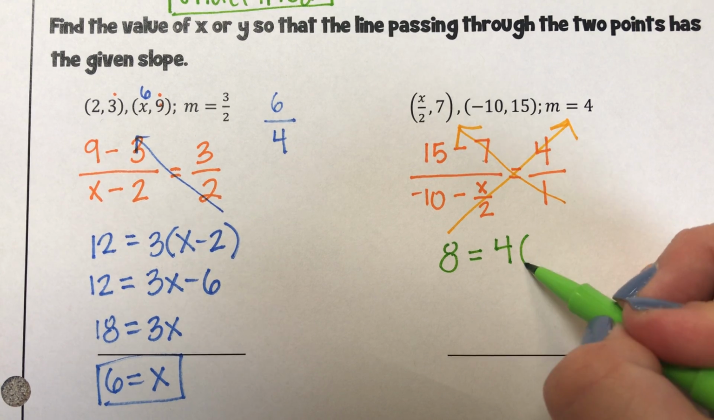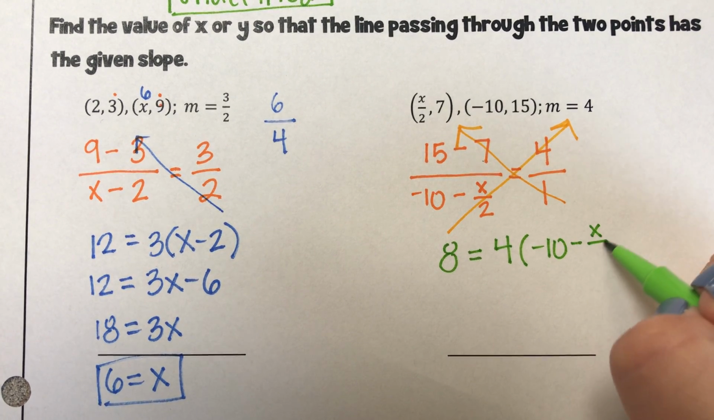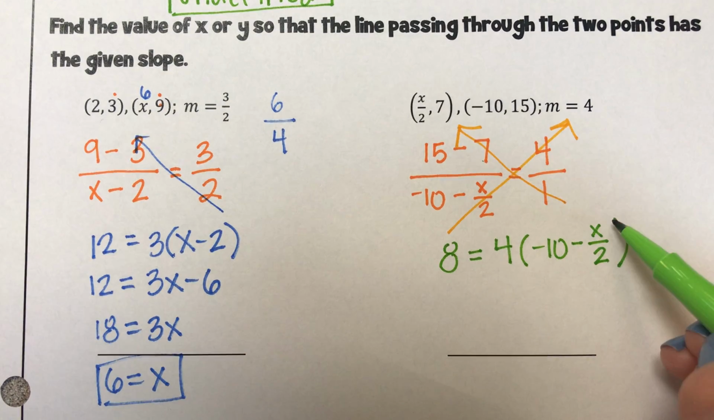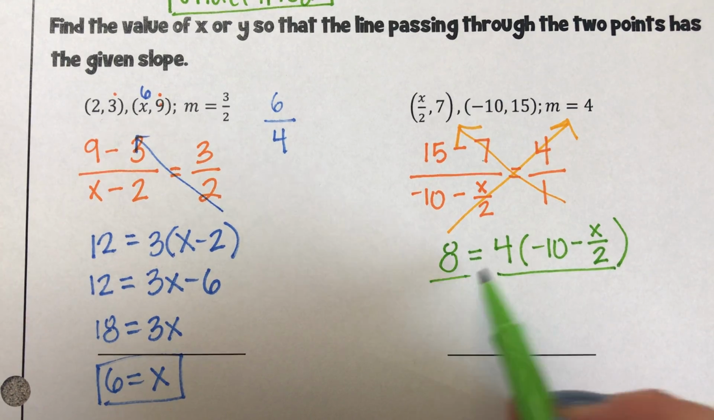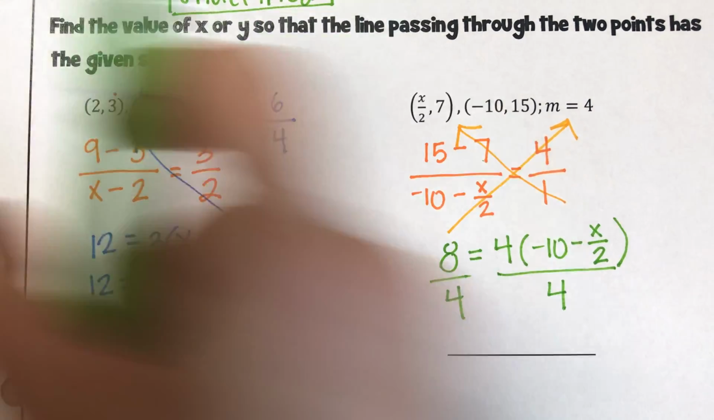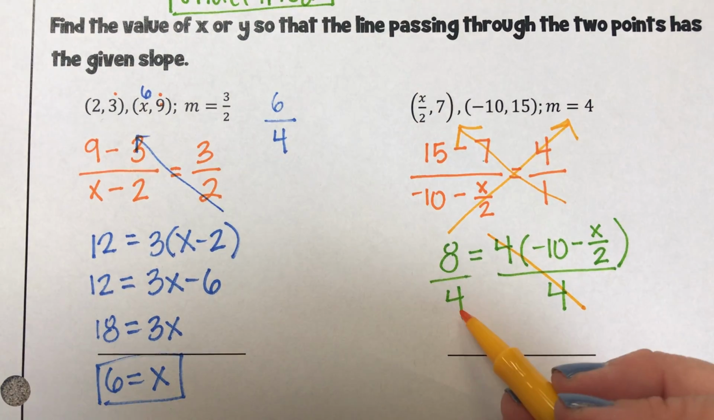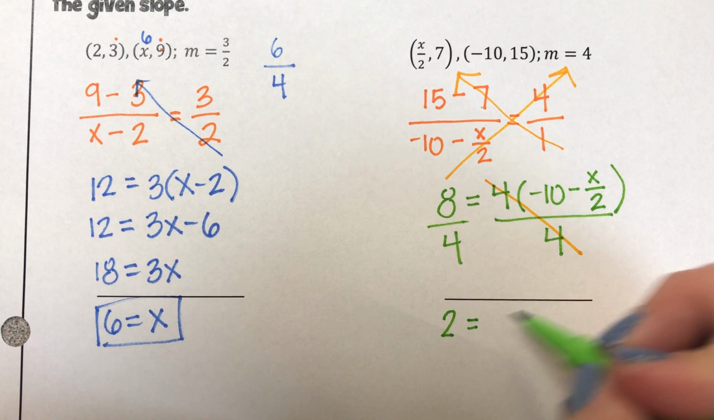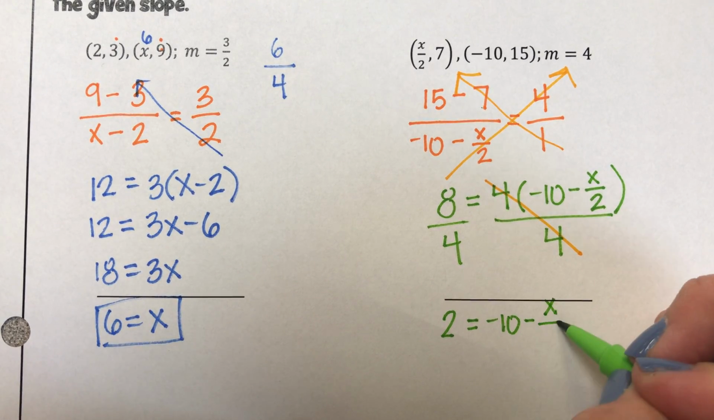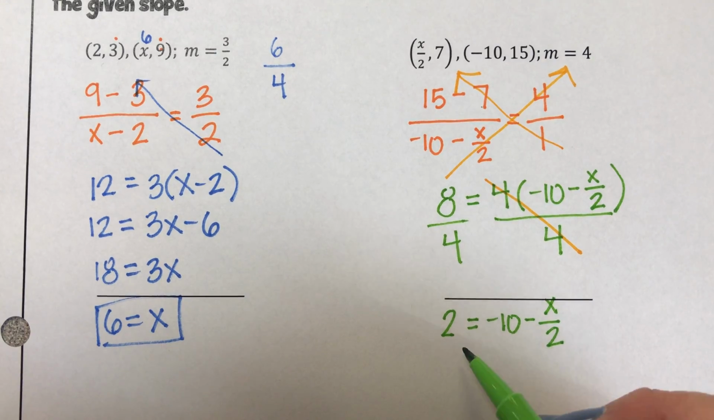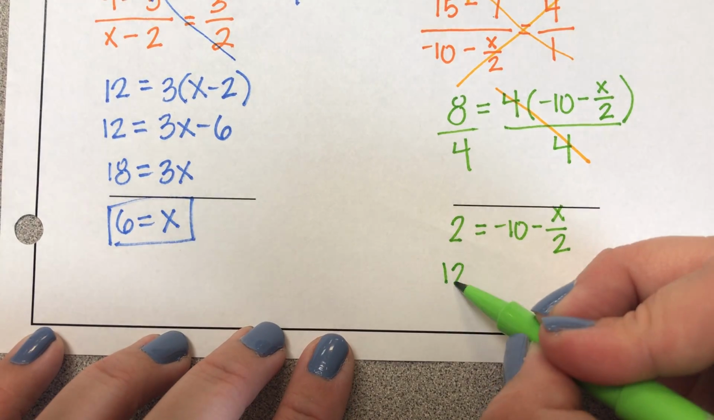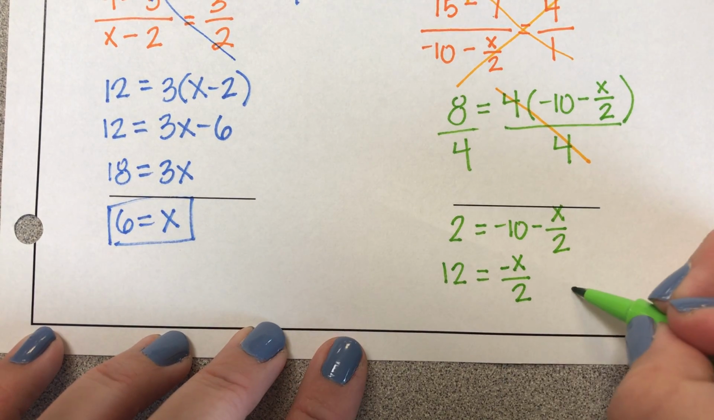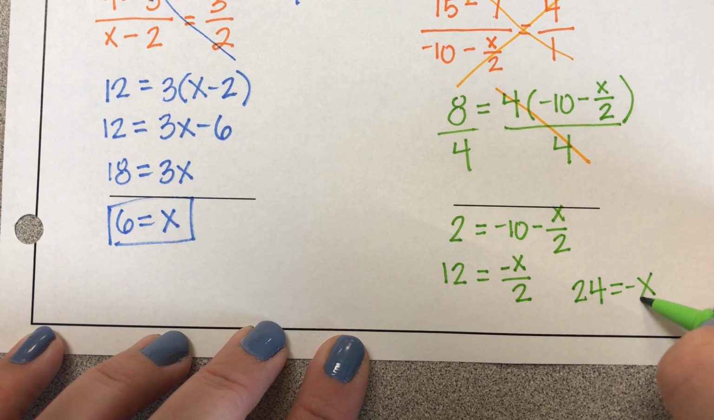And that equals 4 times -10 minus x over 2. Okay, so let's think about this. I can distribute this 4, or I can be real crafty. If I divided this side by 4, if I do the same thing over here, check it out, it cancels. So I have 2 equals -10 minus x over 2. Now I'm going to add 10 to both sides. So I have 12 equals -x over 2. Multiply both sides by 2 to get 24 is -x.